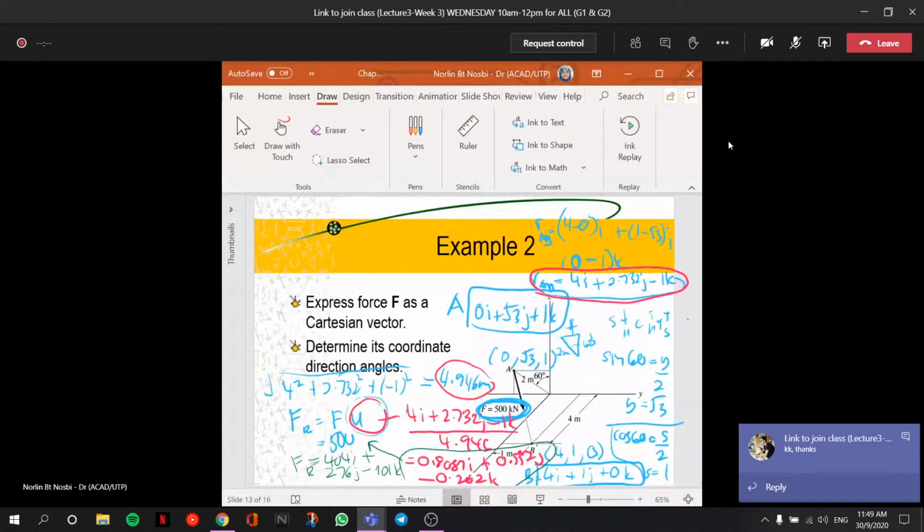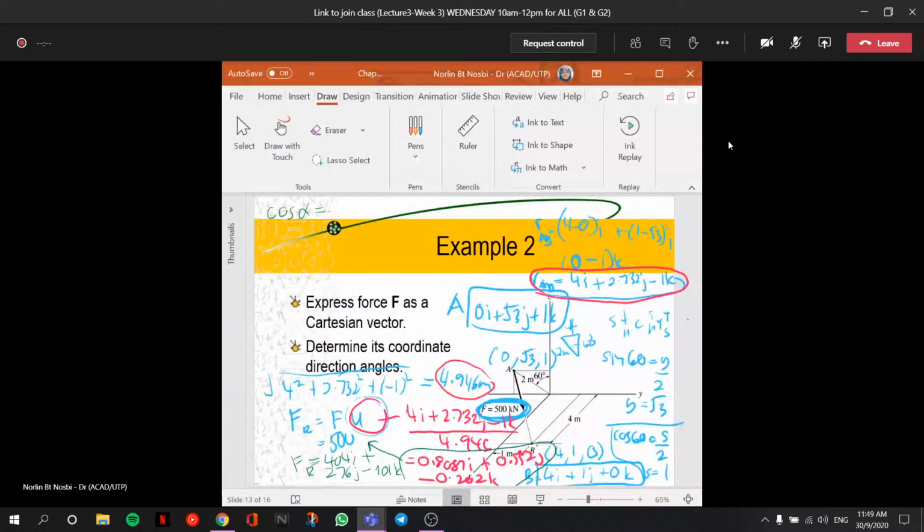So you can later use the formula cos alpha equals to the vector for i, 404 over the magnitude. What is the magnitude? You need to find the magnitude. The magnitude for the u. This one, you did not find the magnitude yet. So you need to find it. For u, this one.